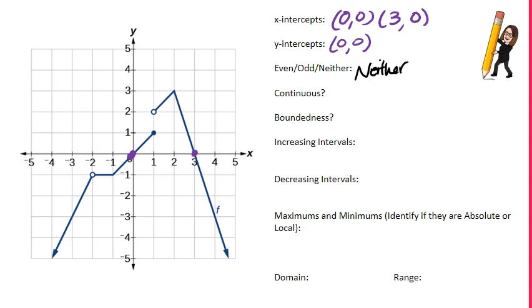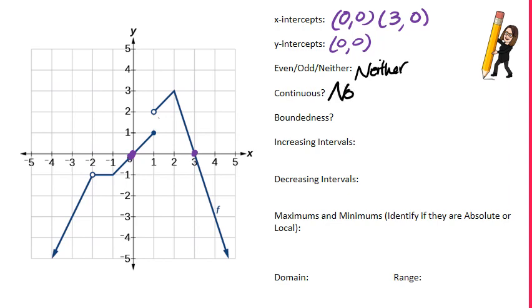Continuous. All right, here's where a graph is not continuous. You'll notice there's a break here. When I look at that break, it stops and then restarts. So this is not a continuous graph. Oh, excuse me, I didn't mean to erase that. I meant to erase this. So this is not continuous.